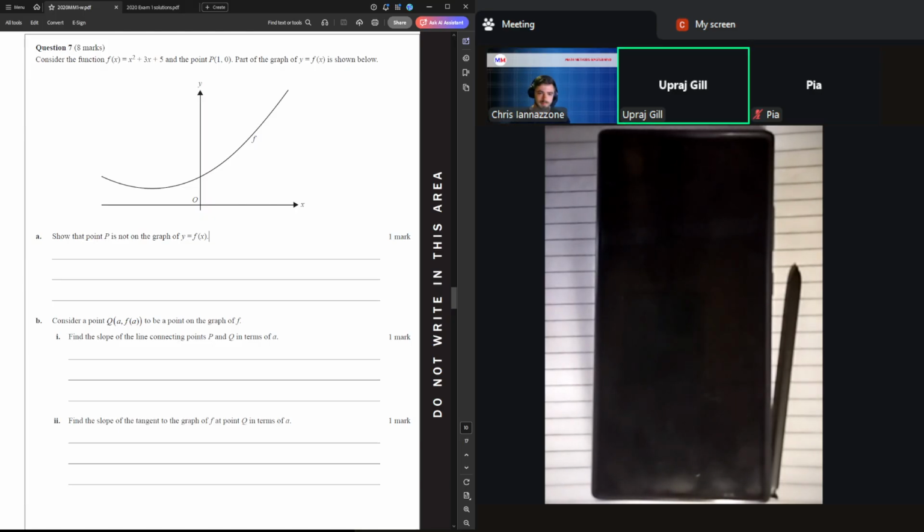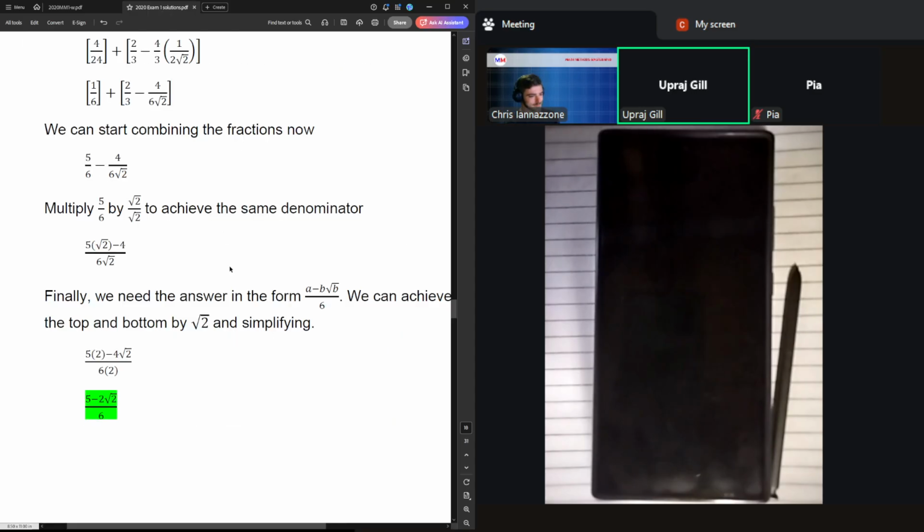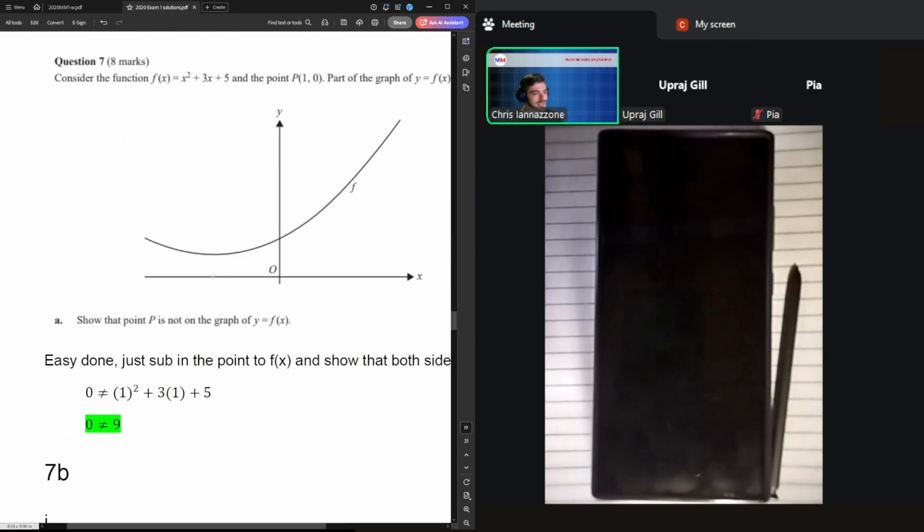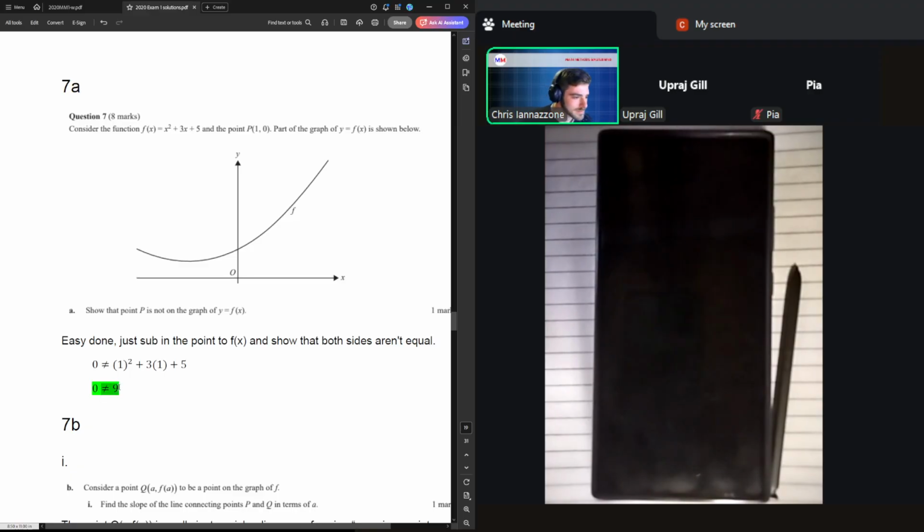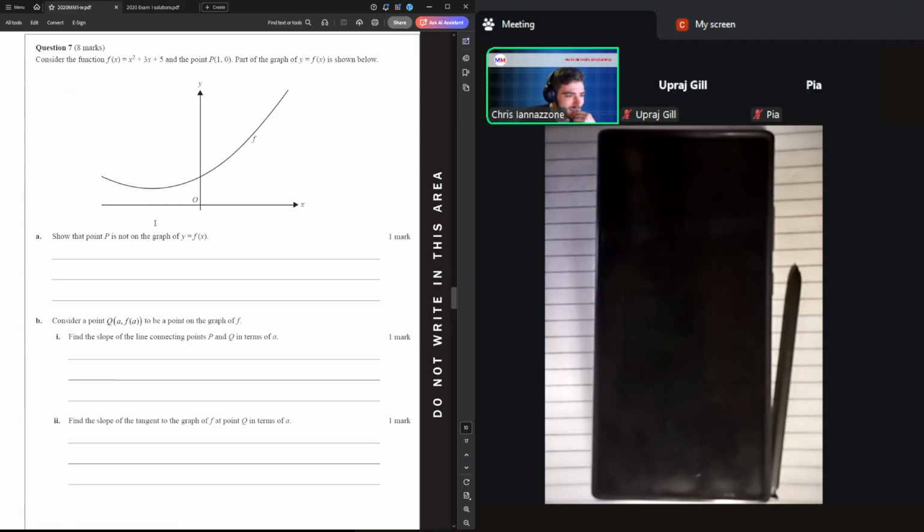Okay, so I subbed the point into the graph, into the equation, and the left hand side was not equal to the right hand side. Yeah, that's a solid way of going about it. Sub in the point, 0 does not equal 9, therefore P does not exist on the graph. Easy.